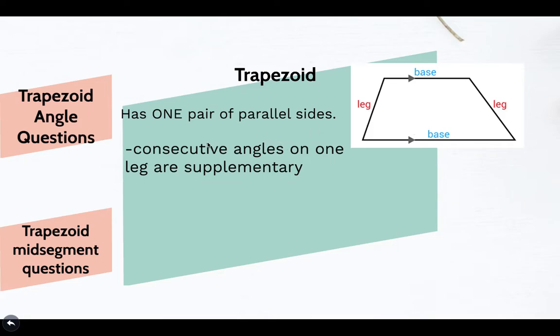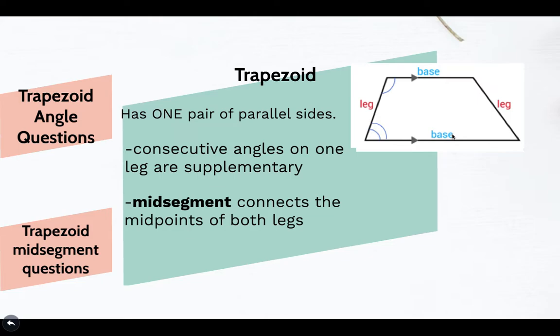The second thing we need to know about a trapezoid is that its consecutive angles on one leg are supplementary. So let's take a look at what that looks like. We have our two bases that we know are parallel. So here we have parallel lines cut by this leg, which acts as a transversal. So we see that we have consecutive interior angles here. So we know that they are going to be supplementary. Supplementary, again, means this angle plus this angle will add up to 180 degrees. Same thing on this leg. We would have this angle and this angle adding up to 180 degrees.